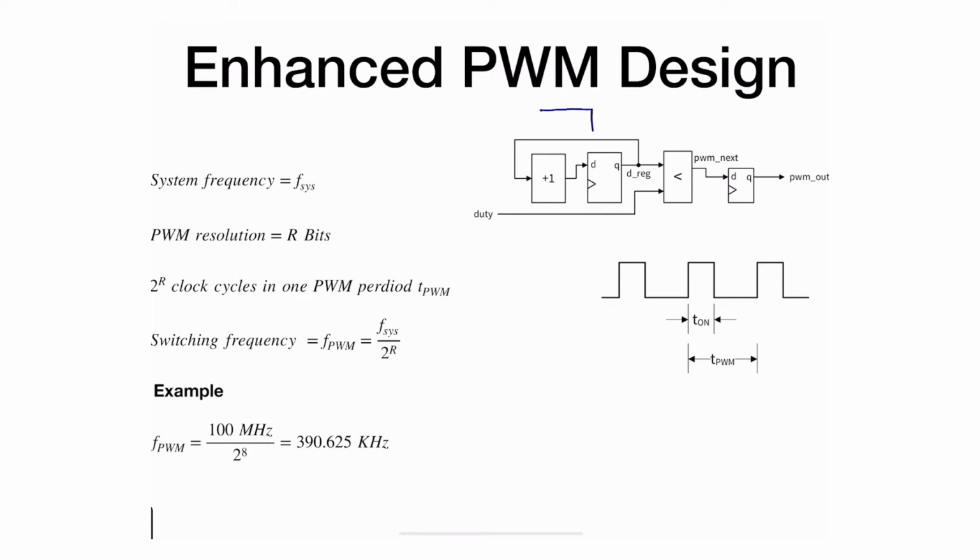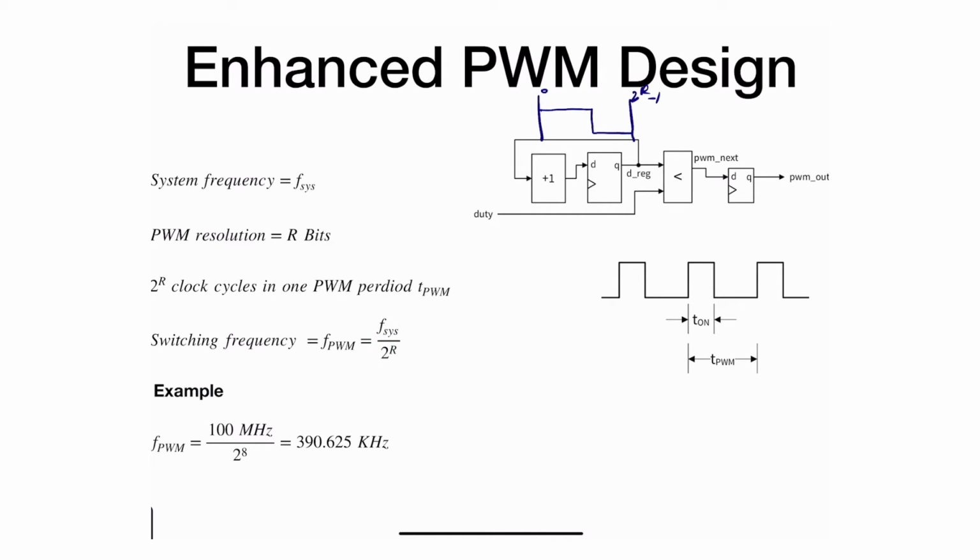basically set to 1 and then goes down to 0, and it's exactly between 0 all the way to 2 to the power R minus 1. So in total it's 2 to the power R cycles. So I can figure out the pulse width modulation frequency as simply the system frequency divided by 2 to the power R. And that's basically the one here.